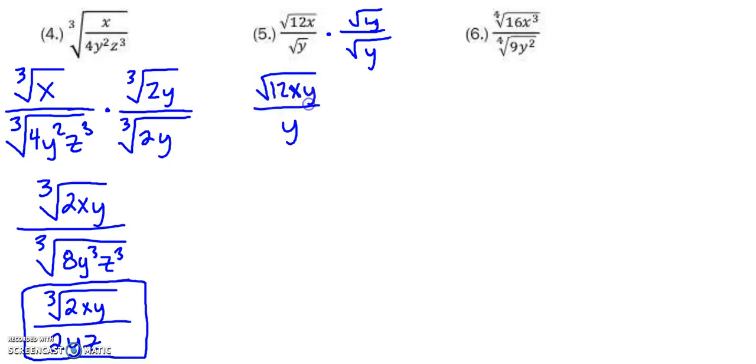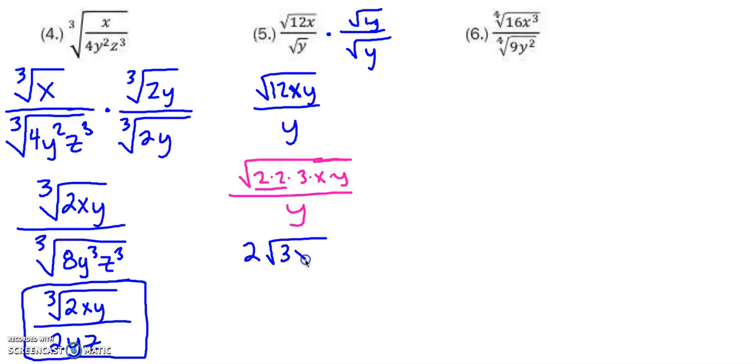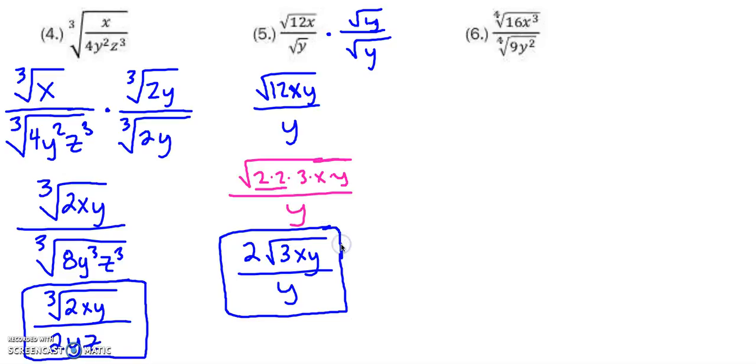We've got to be careful here because this square root of 12, 12 is 2 times 2 times 3. And so I have a group of 2 2's that I can bring out of the radical, and this turns into 2 times the square root of 3xy over y. Make sure you take some time and always check with your numbers to see if they can be broken down further from what you see.